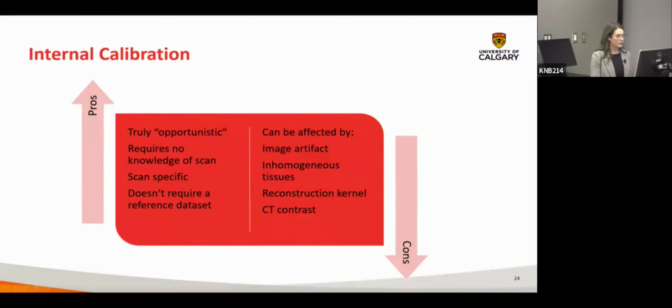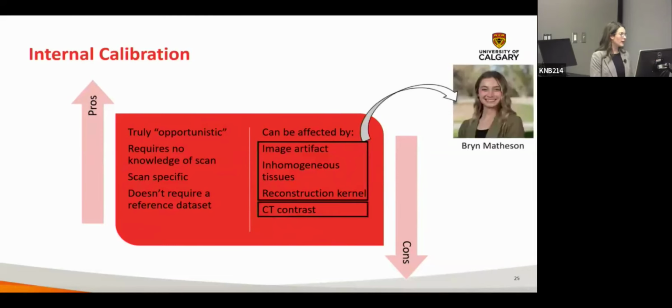However, there are some cons, or some things that can affect the internal calibration method. The first one is image artifacts, as well as if the tissues are inhomogeneous. If you think of an elderly individual, as they age, they typically have more fat infiltration into their skeletal muscle, so that could throw off how your calibration works. And the reconstruction kernel can also have an effect on the overall calibration. We have our PhD student here as well, she's hiding behind the pole, Bryn Matheson, who's working on these aspects. And the aspect I'm currently working on is CT contrast.